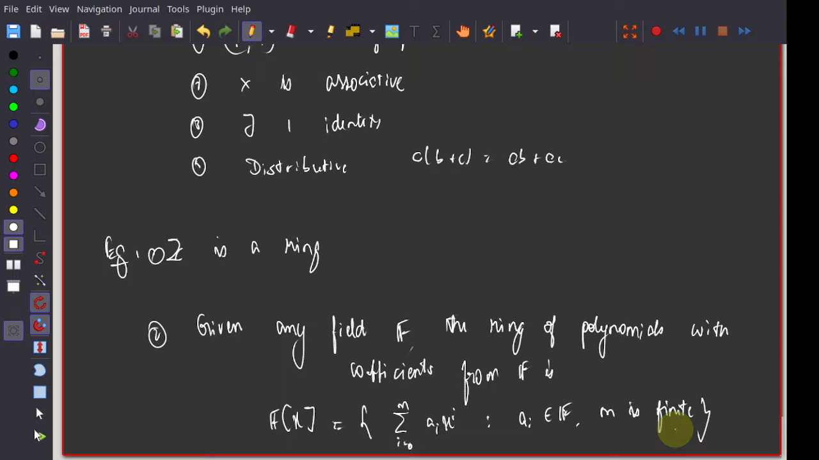And is it obvious that this is a ring? Firstly, is it a group?